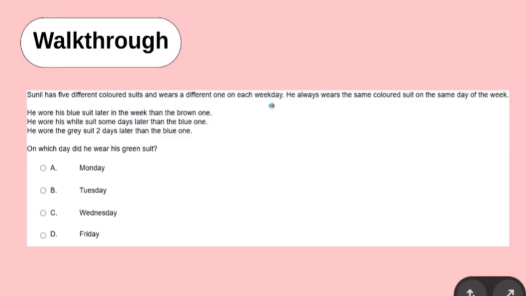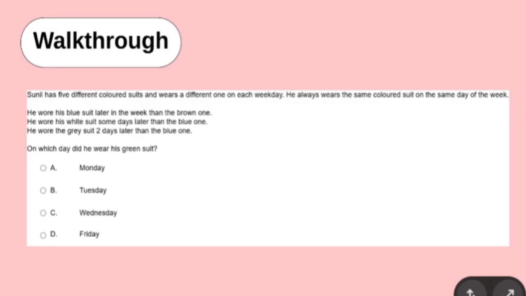So we've got 5 weekdays to work with, and we automatically know he did not wear his green suit on a Thursday because that's just not an option here. So he's either worn on a Monday, Tuesday, Wednesday, or Friday, and automatically it cannot be Monday because that would be at the beginning of the week, and that would not make sense because he wears his brown one first. Oh wait, I didn't even put that in the right place. I put green in the wrong spot. Sorry guys. Blue comes 2 days after. Grey comes 2 days after blue.